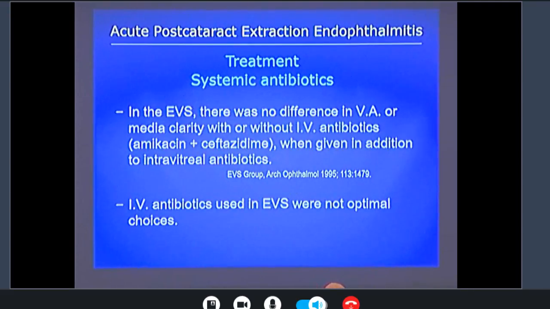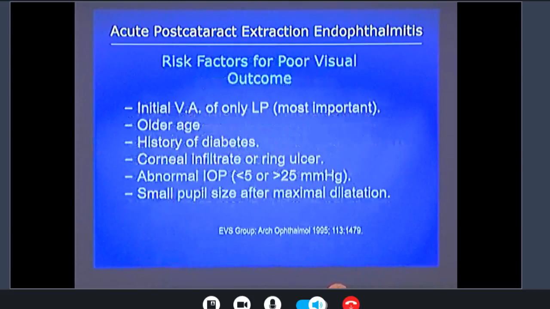And there was a lot of criticism for this. A lot of letters were written saying that perhaps if you use vancomycin, because most of the bacteria are gram positive, in addition to ceftazidime, the outcome might be different. But anyhow, with these two antibiotics used for systemic use, amikacin and ceftazidime, there was no difference. So as I said here, intravenous antibiotics used in this study were not optimal.